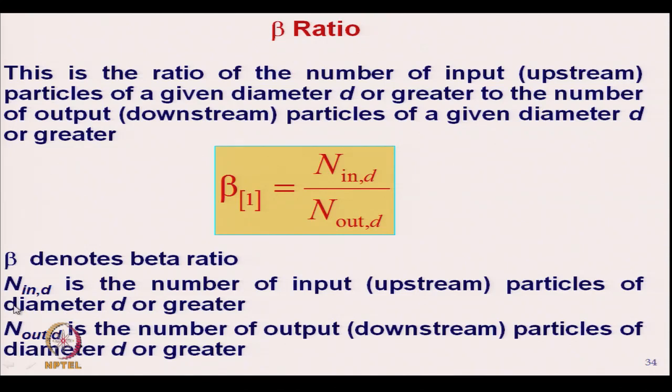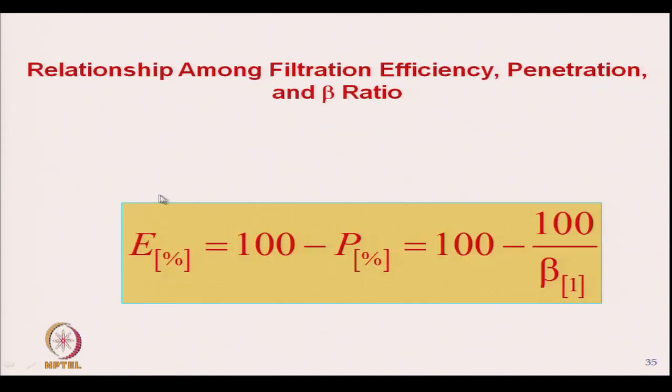So, in the expression, N comma d is the number of input particles of diameter d or greater. So, here the size of particle is also specified.